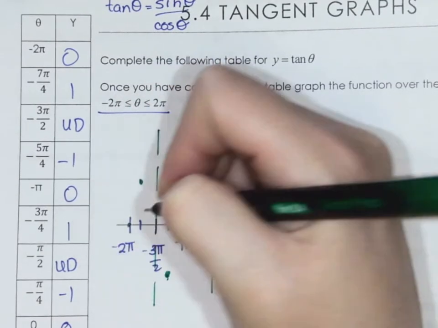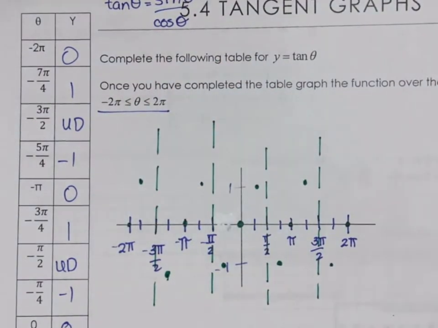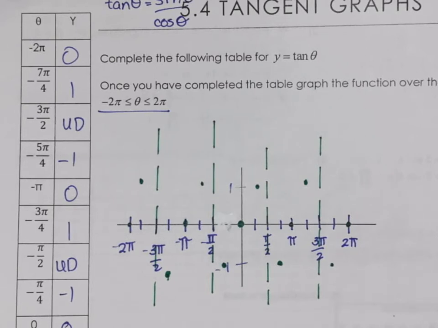Okay, so is this a sinusoidal function? Does it follow a wave pattern? It can't, because you've got these slices, these asymptotes right in the middle. So this isn't a sinusoidal function. It's a trig function, but it's not sinusoidal. It doesn't follow that wave. I'm going to do this first one here.